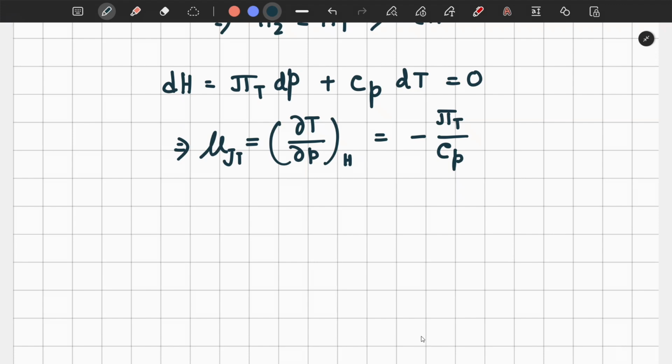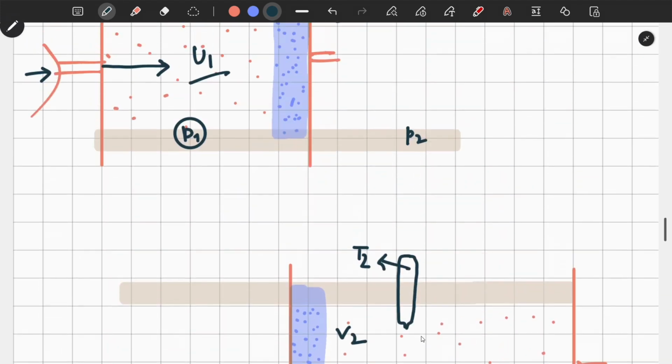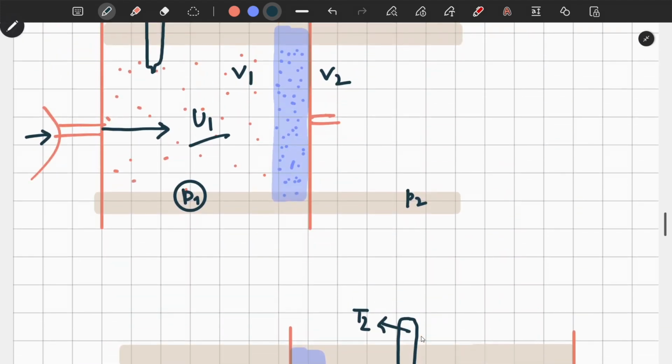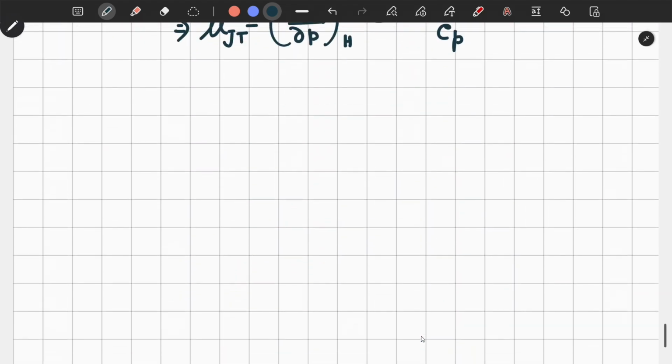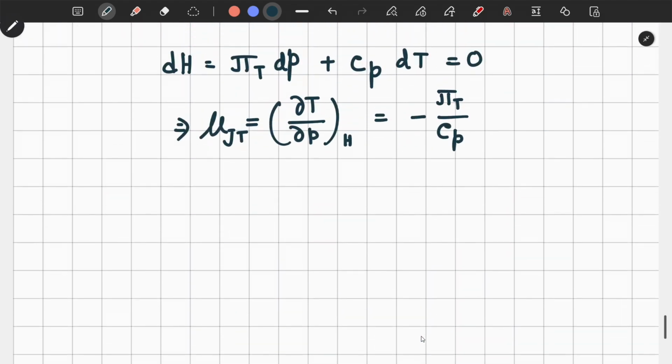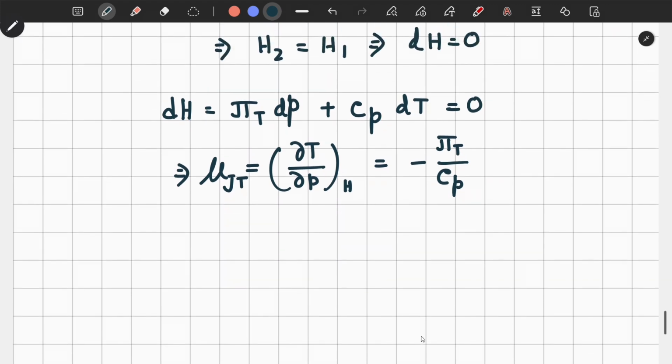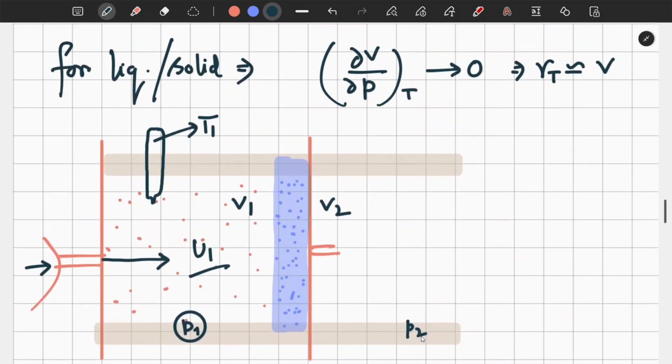So what does it mean? For this process, if you know how much the pressure changes, that is the dP, then you can calculate the change in temperature, that is the dT. So del P del T signifies that. Now if you can evaluate the mu JT, then easily you can calculate the pi t. Cp you know for a gas easily. So if you know pi t, then easily you can calculate this gamma t.